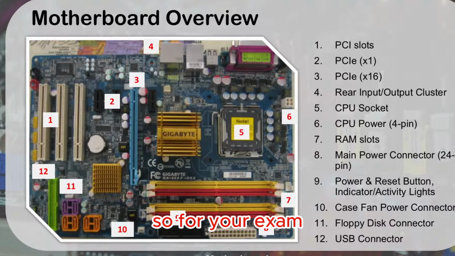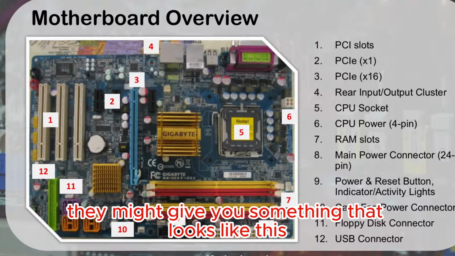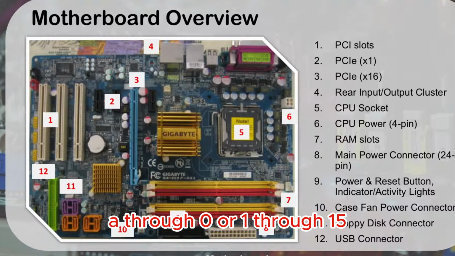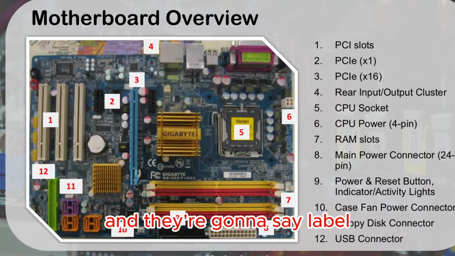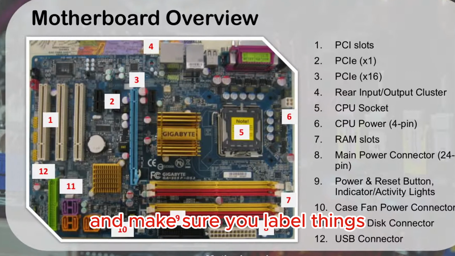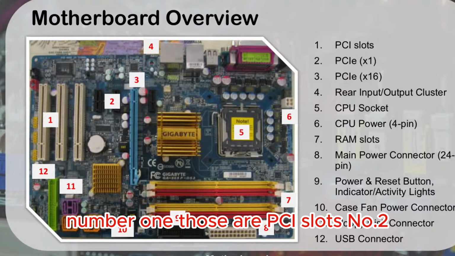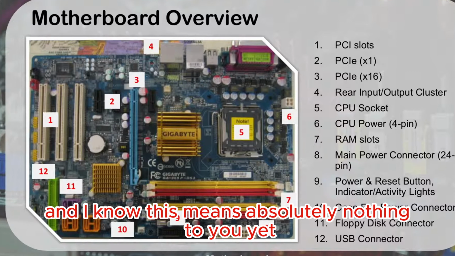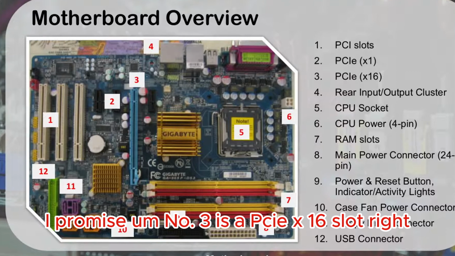So, for your exam, they might give you something that looks like this. And they're going to give you A through O or 1 through 15. And they're going to say, label. And you'll move hockey pucks around and make sure you label things. So you have to be able to look and go, number 1, those are PCI slots. Number 2, those are PCIe X1 slots. And I know this means absolutely nothing to you yet, but we're going to cover each of these things in detail, I promise. Number 3 is a PCIe X16 slot, right?